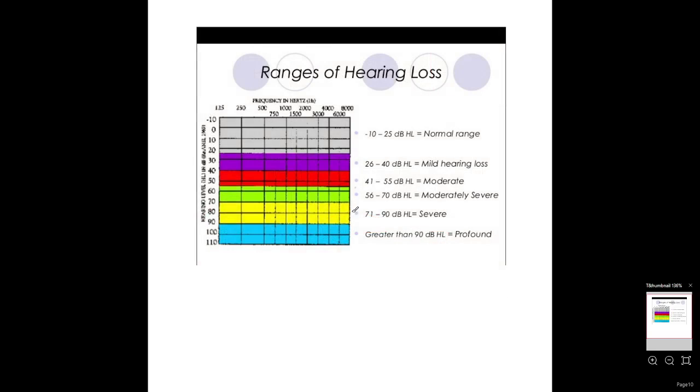Okay. In this one, it is again a dip at 4000 with a Carhart notch. So it is the noise induced hearing loss. Okay. So these are the some ranges: 20 to 25 normal, 26 to 40 mild, 41 to 55 moderate, 56 to 70 moderately severe, 71 to 90 severe, greater than 90 profound. Okay, so it should always lie here. Okay, this is the normal range, this is not.